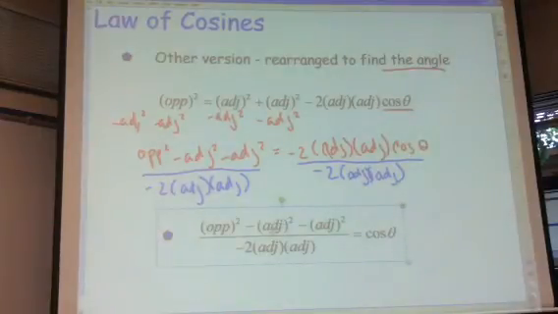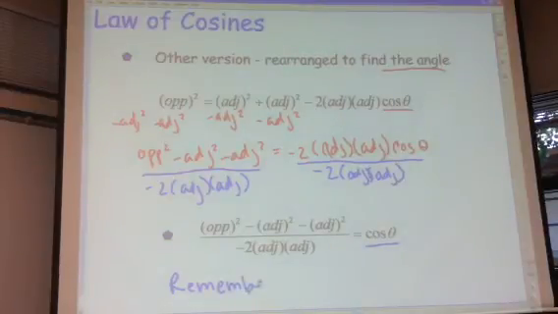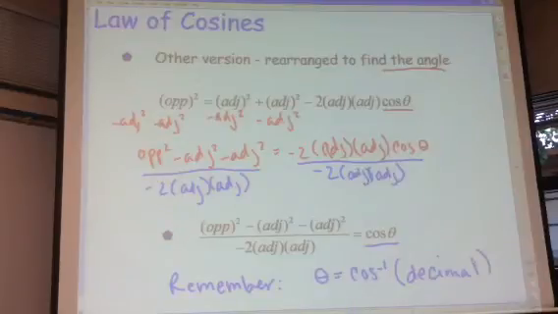So your equation looks like this. Now remember, this is the cosine of theta. It's not theta by itself. So the next step is to do the inverse. So theta is going to equal the inverse cosine of whatever decimal you get. So you can't find theta until after you've done the inverse. So just keep that in mind as we go through this particular thing.